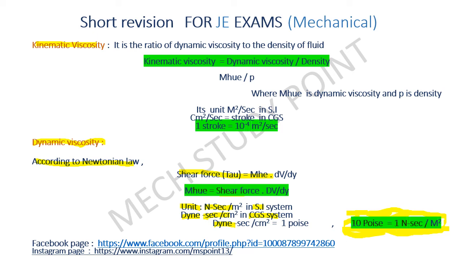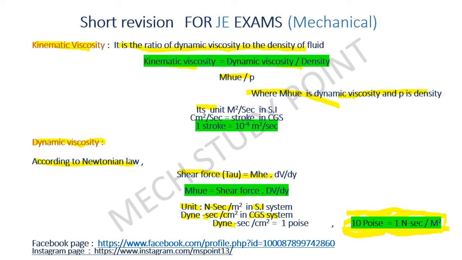Next is the kinematic viscosity, and it is the ratio of dynamic viscosity to the density of the fluid. So kinematic viscosity is equal to the dynamic viscosity divided by the density. Here mu is the dynamic viscosity and rho is the density of the fluid.